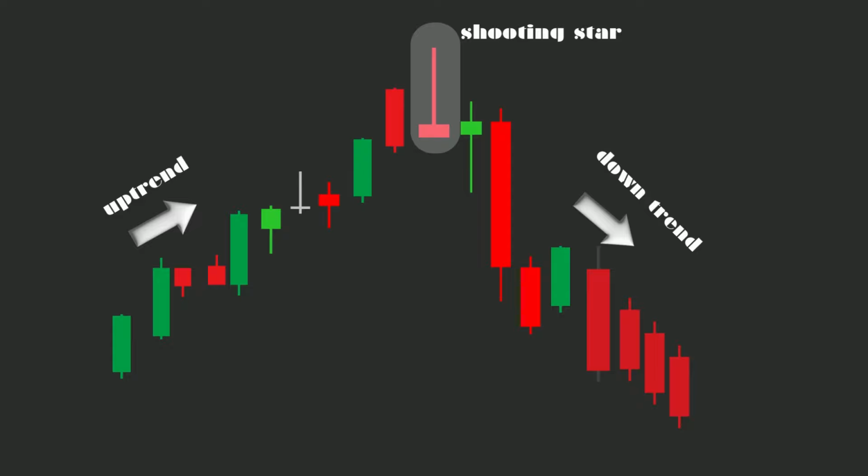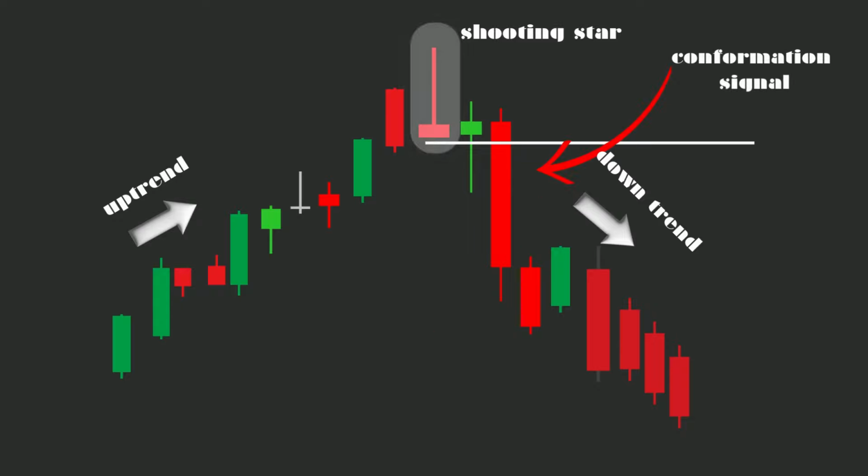As traders, we always search for ways to capitalize on big moves. That is why a shooting star is a crucial element of price action, as it signals that a new trend may be starting soon. After the formation of a shooting star, confirmation is crucial. Wait for the next candle to close lower to confirm the reversal.